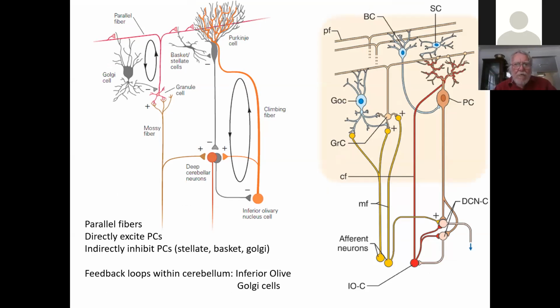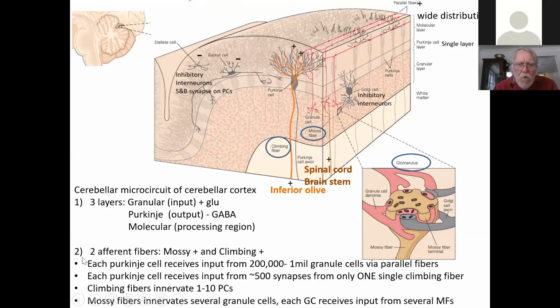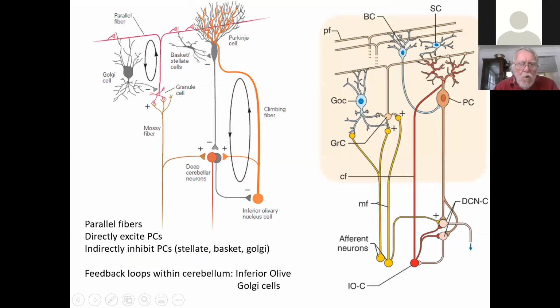So here we can see that parallel fibers sometimes can directly excite Purkinje cells, but indirectly inhibit Purkinje cells through the stellate basket, and that there's feedback through the inferior olivary complex and the Golgi cells.